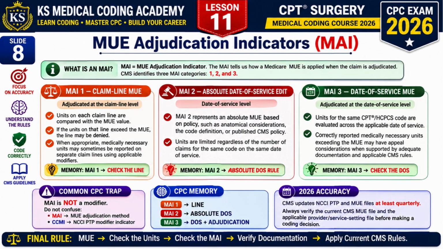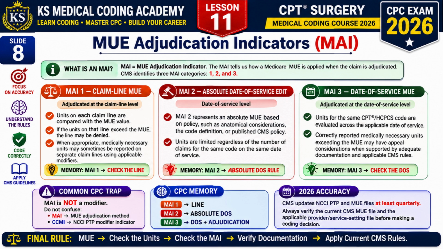Now let's look at MUE Adjudication Indicators, or MAIs. The MAI tells us how a Medicare MUE is applied during claim adjudication. CMS identifies three categories: MAI-1, MAI-2, and MAI-3. MAI-1 is a claim line MUE. The units reported on each claim line are evaluated against the MUE value. When appropriate, medically necessary units may sometimes be reported on separate claim lines using applicable modifiers, subject to CMS rules.